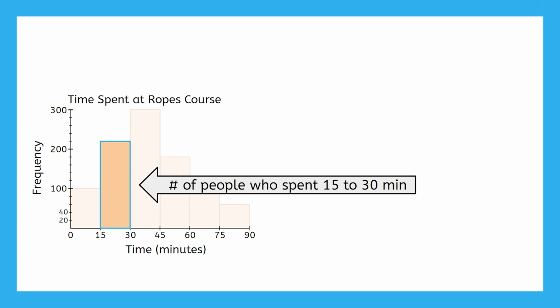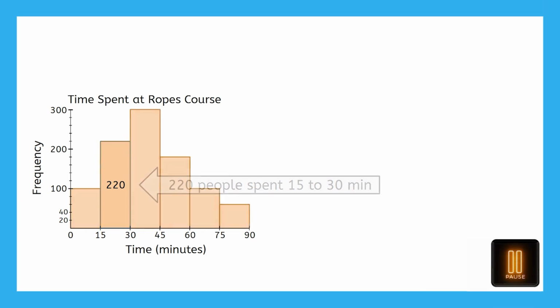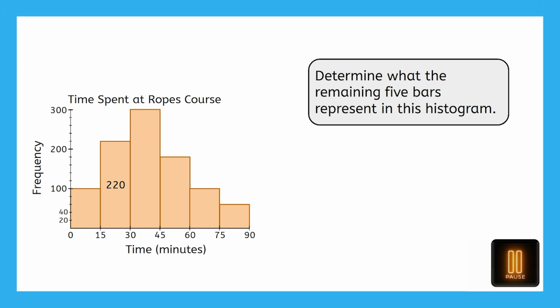Since the y-axis represents frequency, we can follow the top of the bar over to the y-axis. The scaling shows that each division marks an increase of 20. Since this goes one line above 200, it represents a frequency of 220 people. Noting the frequency inside the bar like this can help you stay organized. Now that we've interpreted this bar together, pause the video and determine what the remaining 5 bars represent in this histogram.